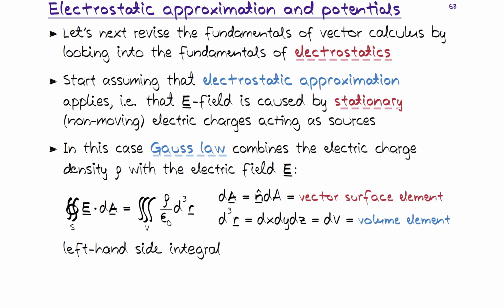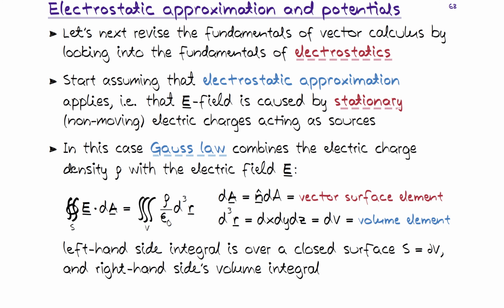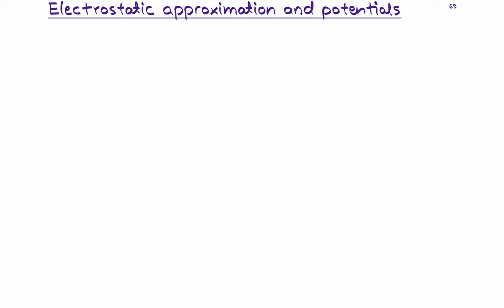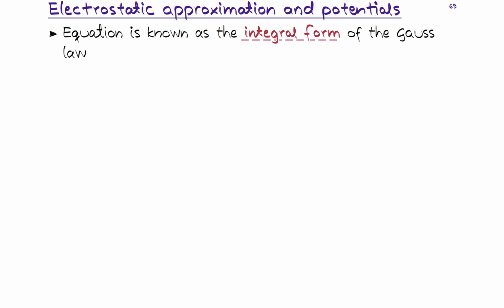So the left-hand side of the integral is, as mentioned, over a closed surface S. And another way of saying that is that this is enclosing the volume V. We could just write that this closed surface S equals ∂V. And this notation emphasizes the point that we are enclosing a volume V. And on the right-hand side, we have the volume integral over the volume V. So ∂V is the V's surface. And this, as I said already, is known as the integral form of Gauss's law.